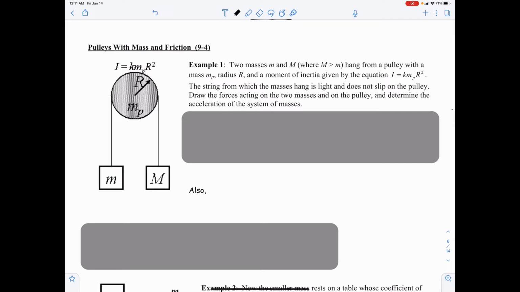Now, in this example, we have two masses, little m and big M, where big M is significantly bigger than little m, hanging from a pulley with mass mp and radius r. The moment of inertia of the pulley is given by k times the mass of the pulley times r squared. The string from the masses is light and does not slip. Draw the forces acting on the two masses and determine the acceleration of the two masses.